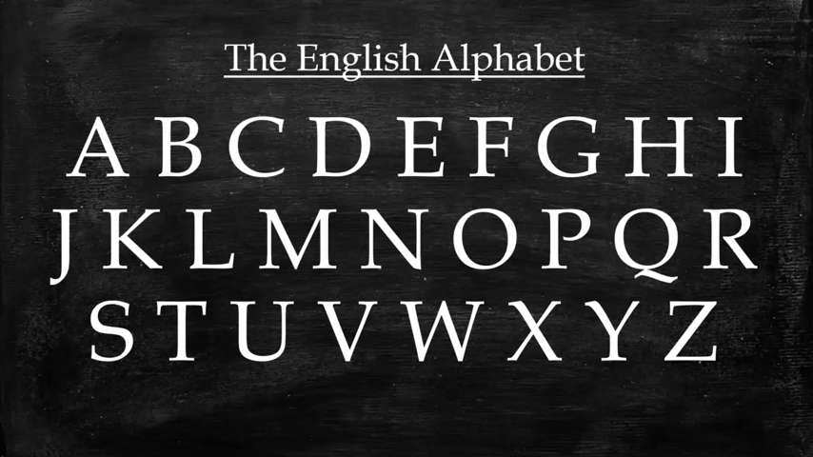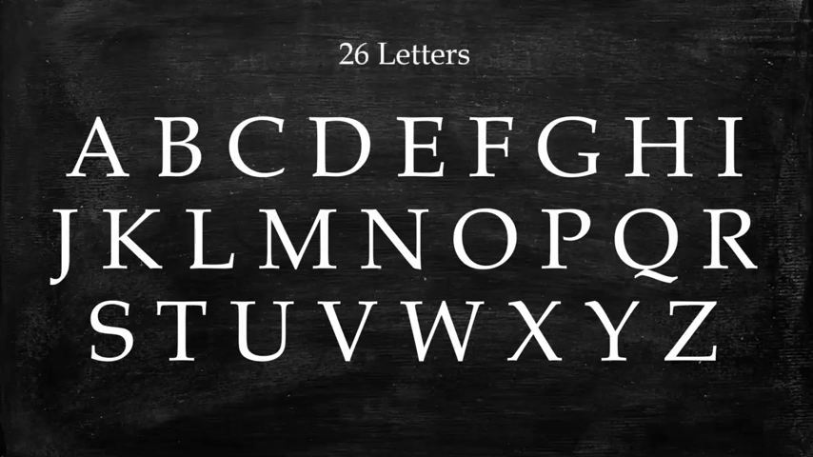In this lesson, we are going to learn all about the English alphabet. We're going to learn about the letters, and we're going to go through each letter and its pronunciation. But first, let's take a look at the English alphabet. On your screen, you should see all 26 letters of the English alphabet. They are listed in alphabetical order.